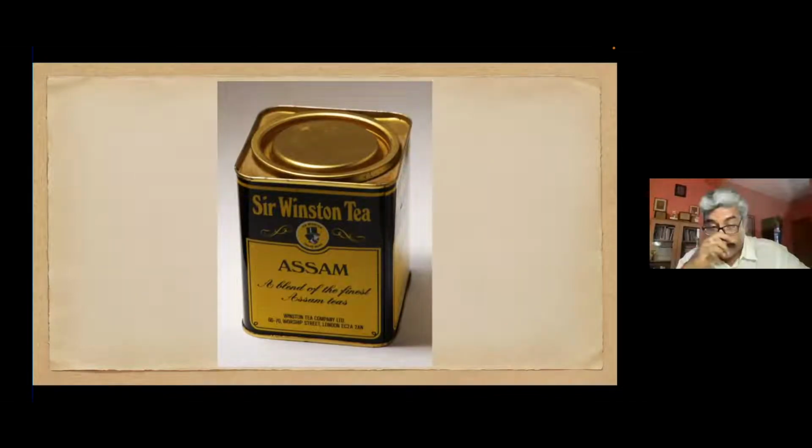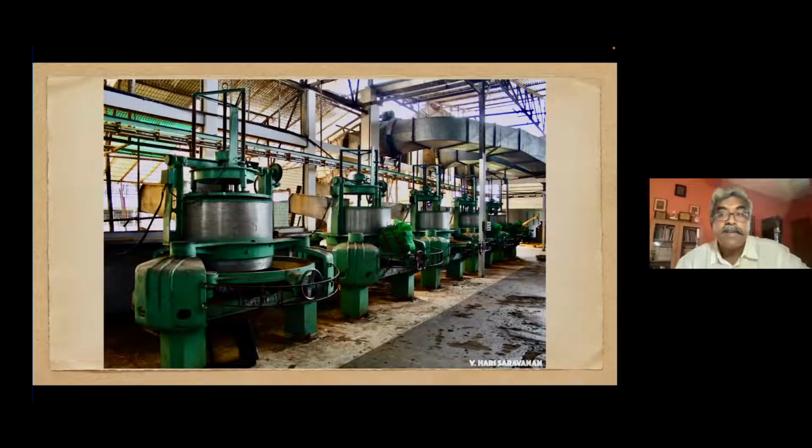And this particular tea became very famous in Britain, and the British started to believe that this Assam tea can give a run for the Chinese tea as a severe competition, but unfortunately they were not able to do much. Even today, Assam tea is famous over here.